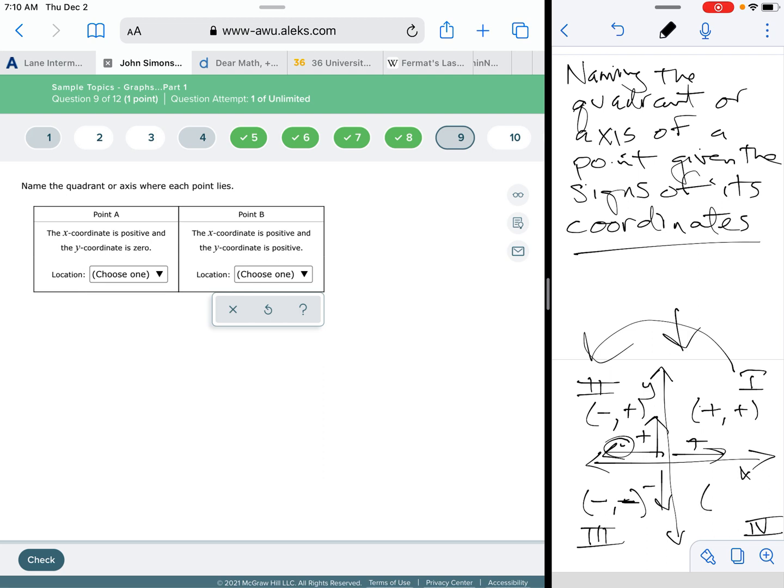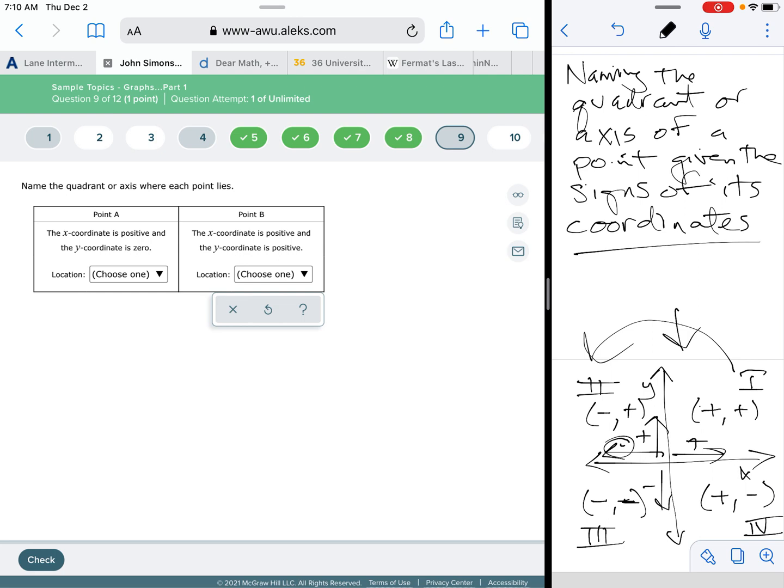And then over here, your x values become positive and y being negative. So we're just going to use that information to help us figure out where points are. So let's look at this question, and it says name the quadrant or axis where each point lies.